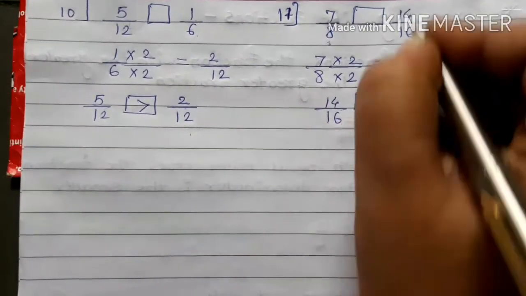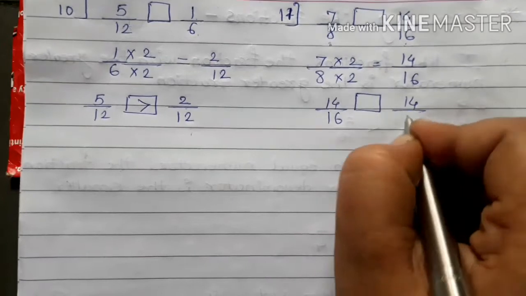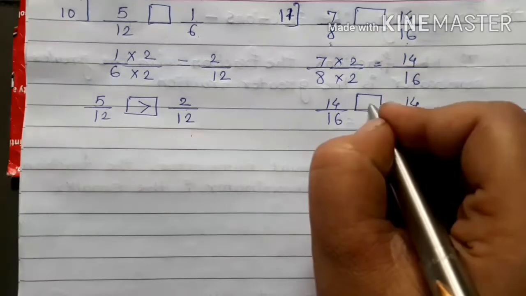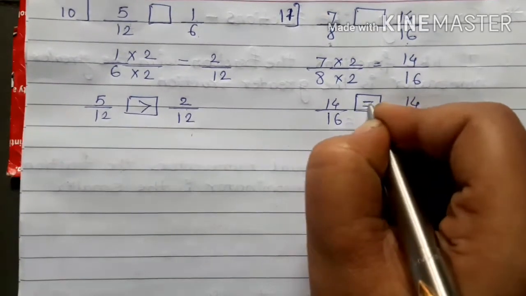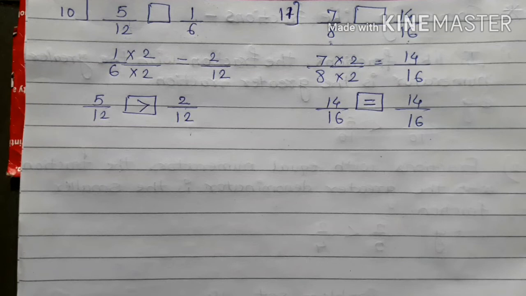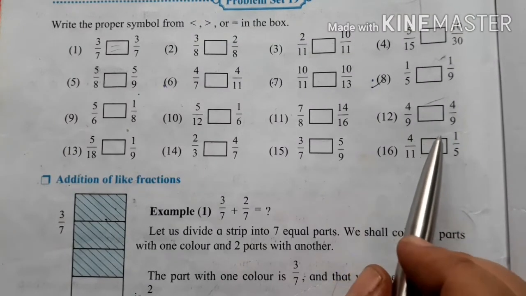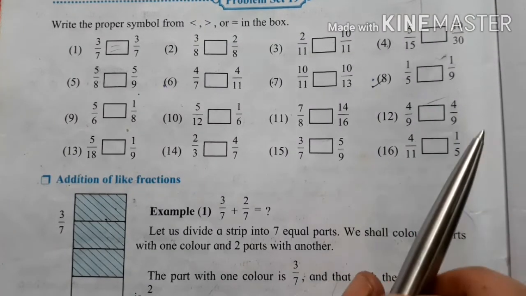And this fraction is what? 14 upon 16 only. So which symbol will come in the box? Equal. As both fractions are same, the equal symbol will come in the box. Understood everyone? See now the 12th one. 4 upon 9, 4 upon 9. Which symbol will come? Equal. So you can write this example yourself.